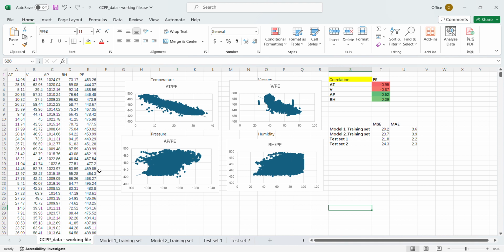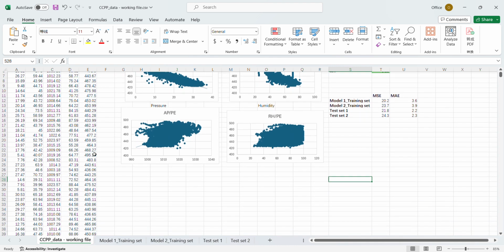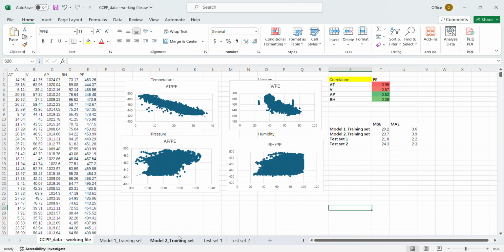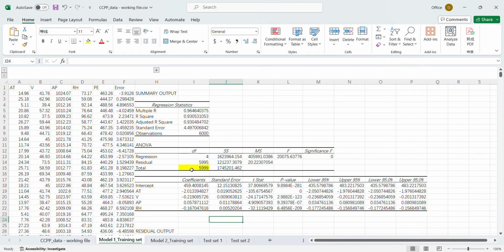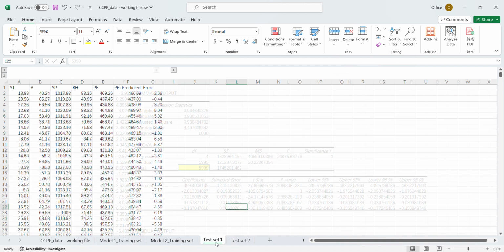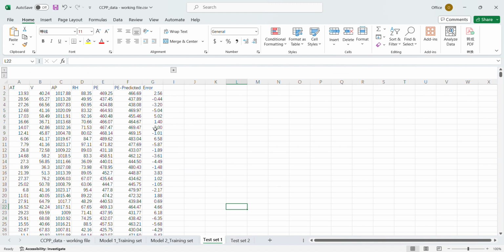Okay, here is my work. So for the model, I divided the data between the training data and the test data. For the training, I use around 70% for training, and then the remaining 30% for the test. As you can see here, in the training set I use around 6,000 lines of data, and then the test set, I use the remaining around 3,000 data.